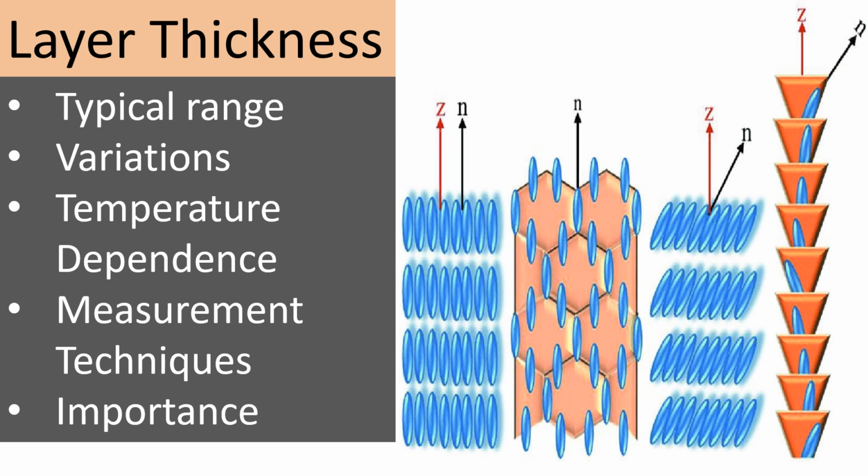Now let's see the measurement techniques of layer thickness. There are various techniques for measuring the layer thickness of smectic A phases. Some common methods include X-ray diffraction, neutron scattering, and atomic force microscopy. The layer thickness is a critical parameter for understanding the optical properties of smectic A materials. It plays a role in light diffraction and influences applications in LCDs and other photonic devices.